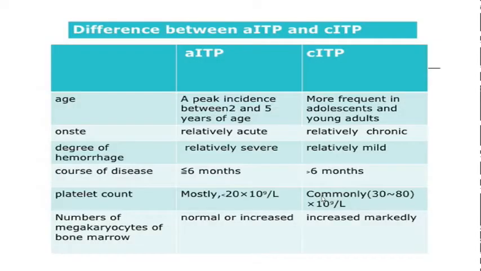And the difference between acute and chronic ITP is that chronic is basically more frequent in adolescents and young adults, mostly females, and usually it's a chronic onset of disease, and usually not very severe, and the course is usually more than 6 months. Platelet counts will be somewhere around more than 30,000, while in cases of acute ITP it will be less than 20,000, and the number of megakaryocytes is increased in acute ITP, while it is markedly increased in cases of chronic ITP.